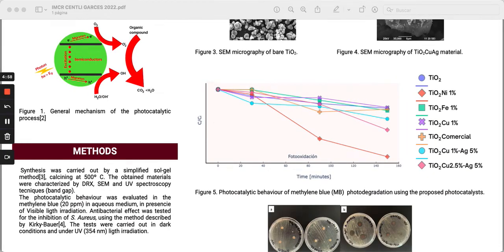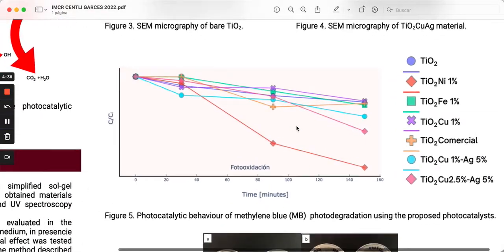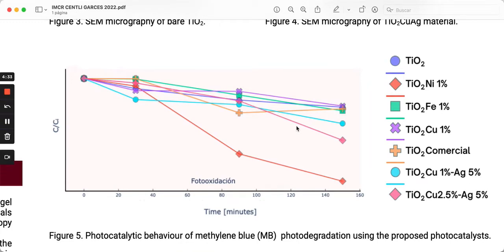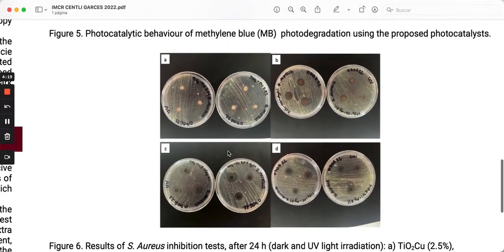And why is this important? Well, because this entire process is the same by which a microorganism can be degraded. Also, it can be seen that the materials with the highest photo-oxidative capacity are those that were doped with silver and copper, and the catalyst with nickel. So these materials were selected for the antimicrobial test with Aureus, as we can see in figure number 6, that is this one.